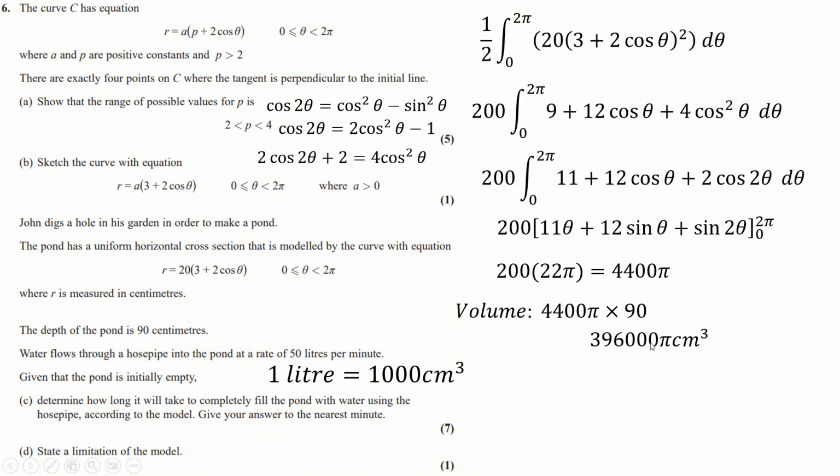But that's fine, I think, because that means we can just divide this by 1,000 to find how many litres it is, then actually use the pi to get this, and then divide by 50, and very roughly that's about 25 minutes, and we'll have our answer.